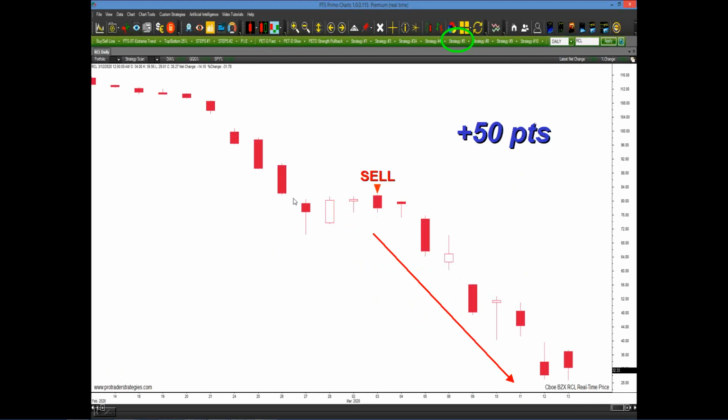Remember, in our course, we teach you 7 different ways to exit. Some of our traders may have gotten out with a 5-point profit, some with a 10, some with a 20. Is one better than the other? No. The one that makes you feel comfortable is the right setup to use.